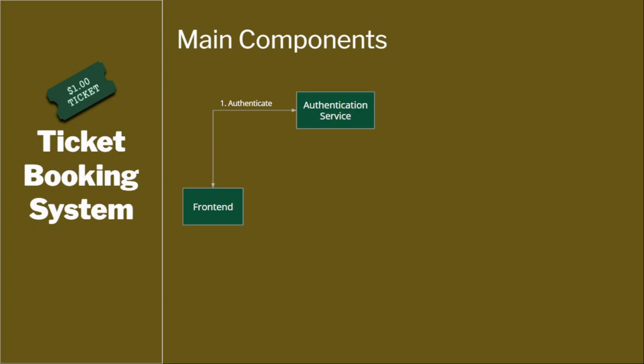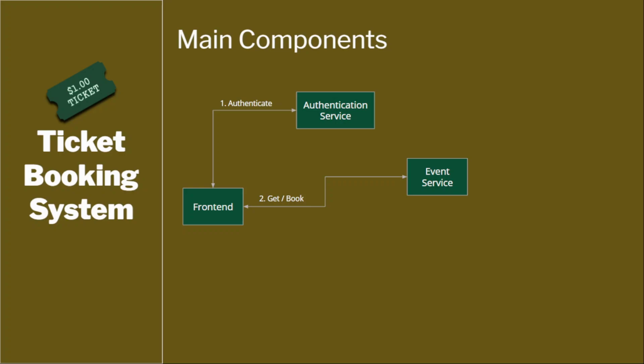When the authentication is successful, the front end calls the event service to get events or book an event. The event service is responsible for managing the events and the bookings. This is the only service with which the front end interacts.